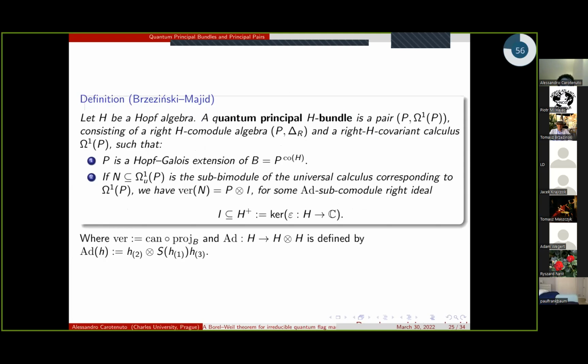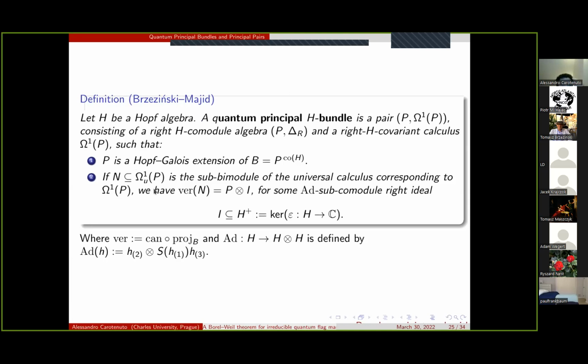So, yes, this is the definition of quantum principal H-bundle in its full glory. A quantum principal H-bundle is a pair consisting of a right H-comodule algebra P and a right H-covariant first order calculus, let's say Omega^1(P), such that P is a Hopf-Galois extension of the space of its coinvariants with respect to the coaction of H.